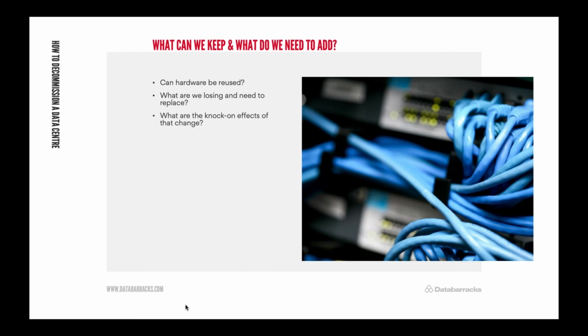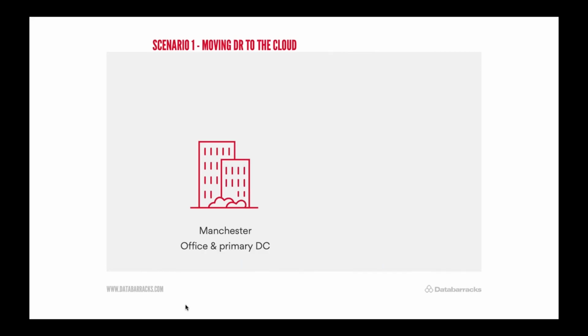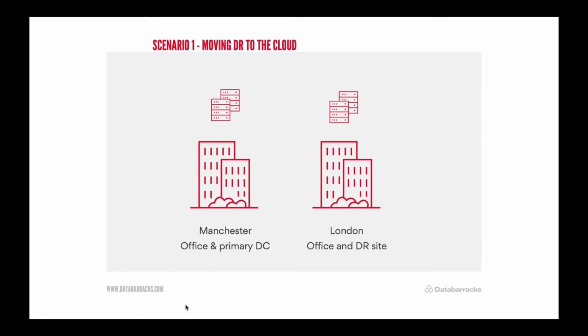So I'll try to highlight these in a couple of quick and easy examples. First example, this is moving disaster recovery to the cloud. So let's say in this example, you have an office which is in Manchester, and that's both your headquarters and your primary data center. So you've got an on-premises server room with all of your infrastructure. Now, you also have a second site, which is London, which you have people in the office, and you also have hardware there, but the hardware exists purely for disaster recovery, and we're replicating between the two.